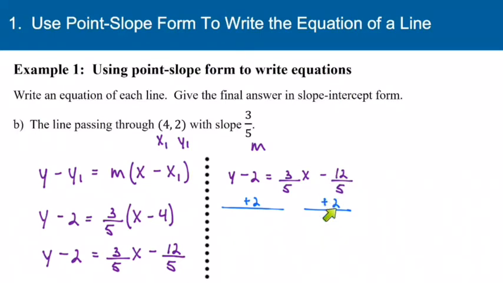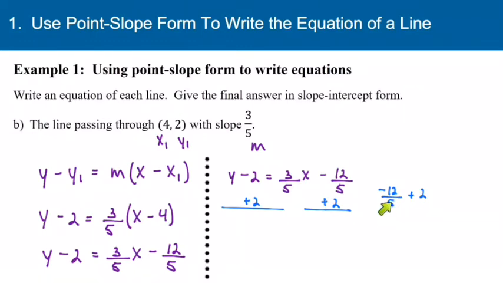We have negative 12 fifths plus 2. So you might have to go over on the side of a piece of scratch paper and do this little fraction addition, or you could choose to do it on your calculator. Remember, when you're adding fractions, you need a common denominator.